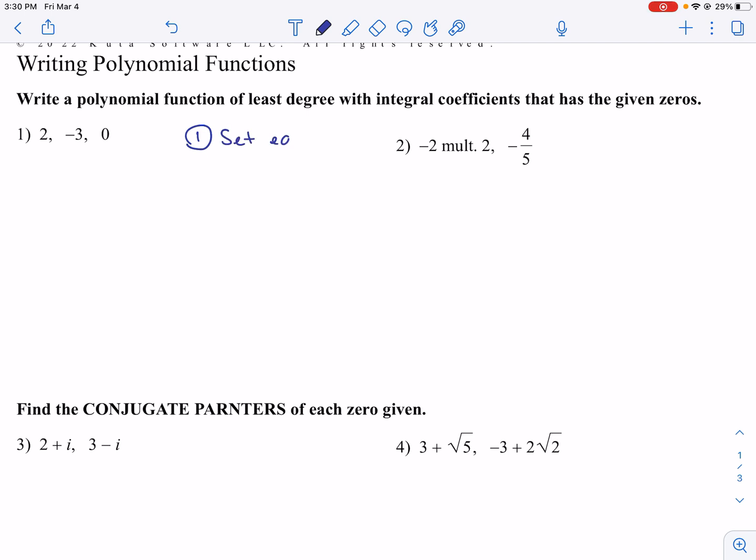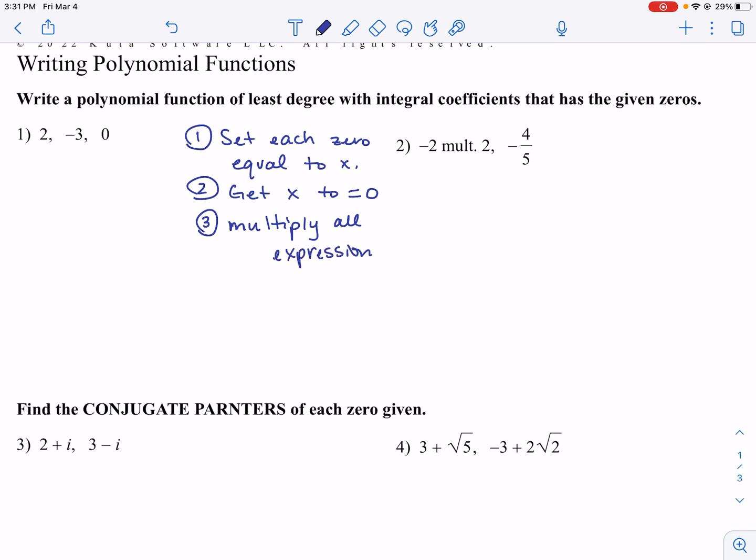set each zero equal to x. And then your next step is to get x to equal 0. And then from there, we're going to multiply all the expressions together. Those 3 steps.